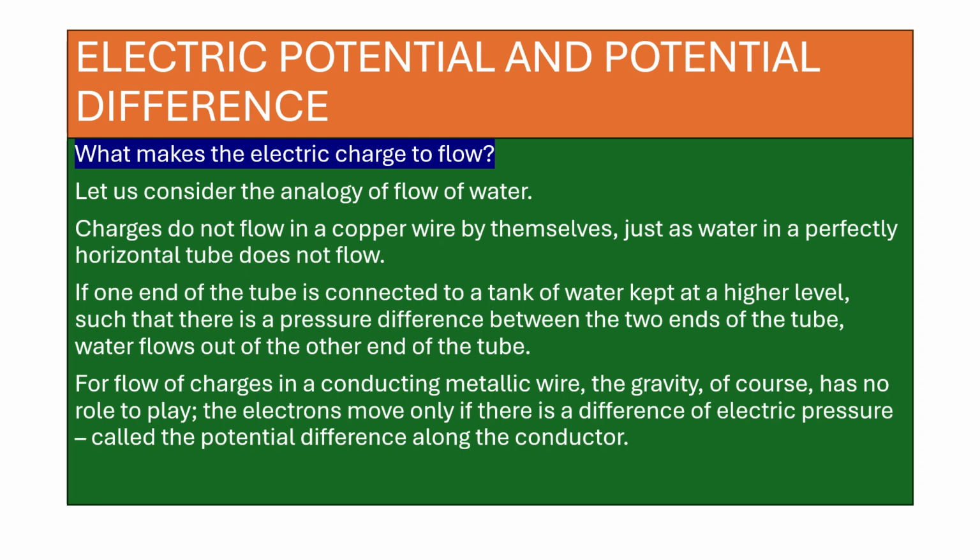Likewise, for flow of charges in a conducting metallic wire, the gravity has no role to play. I'll underline this so that you understand. Gravity has no role to play. Please remember this. The electrons move only if there is a difference of electric pressure. That is called potential difference along the conductor.